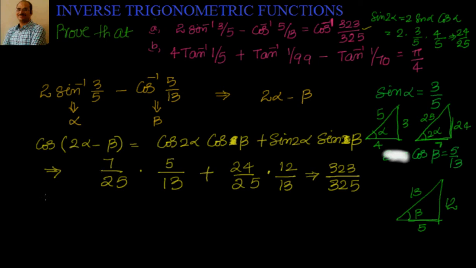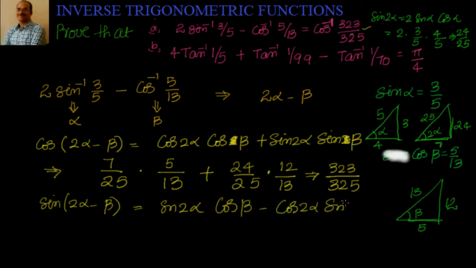Very simple. I can do sine of 2 alpha minus beta for you, and what will be that? Sine 2 alpha cos beta minus cos 2 alpha sin beta.